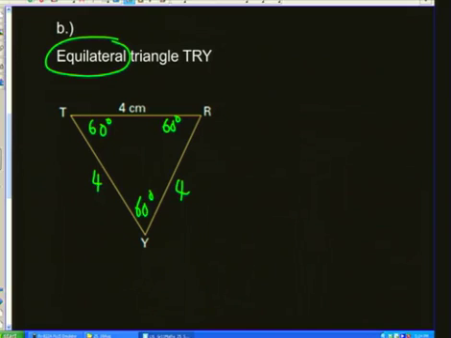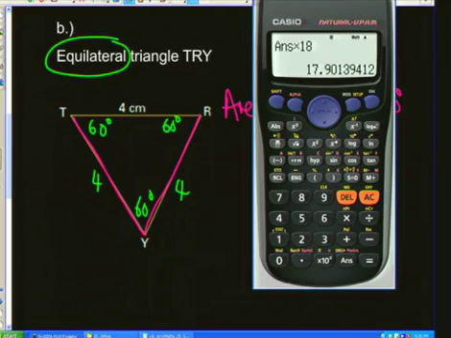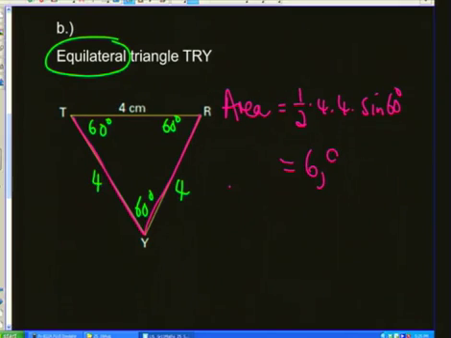So is it easy to use the area rule? Yes, because if we look at it, we can take this side, I know is 4, the included angle is 60, and the other side is 4. So the area using SAS would be a half of the two sides multiplied by the included angle. And so we get 16, half of 16 is 8, times sine 60 is 4 root 3, which is 6,9. So the area is 6,9 squared centimeters.